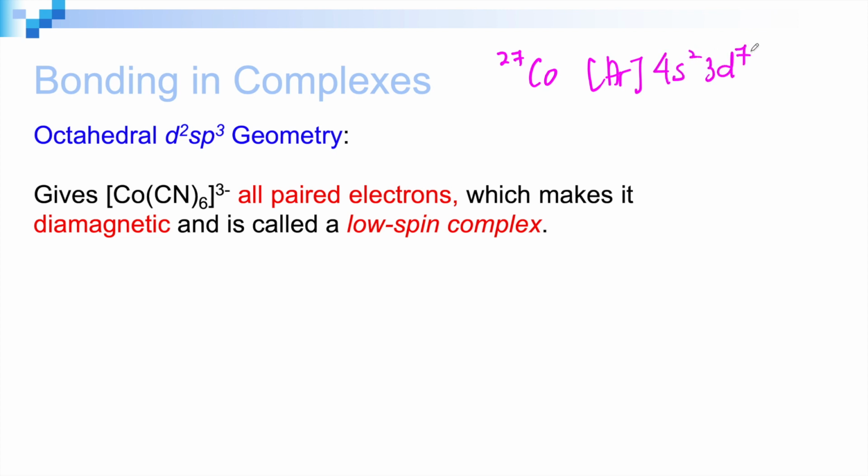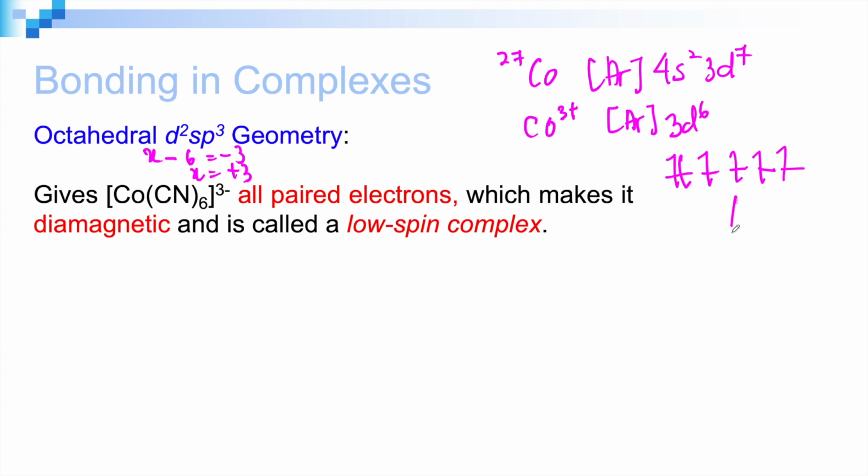This is 3d7. And then you need to check whether this is cobalt 2 or cobalt 3, the oxidation state here. So this will give you x minus 6 equals minus 3. So x is +3, which means you have cobalt 3+. So this is Ar 3d6, also 3d6. And then don't forget to draw the d orbital.